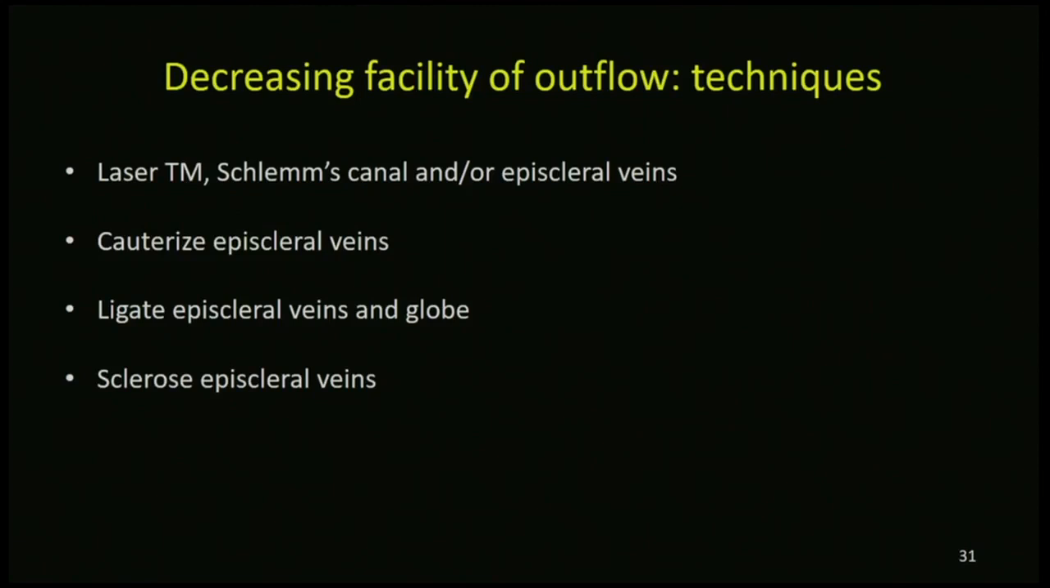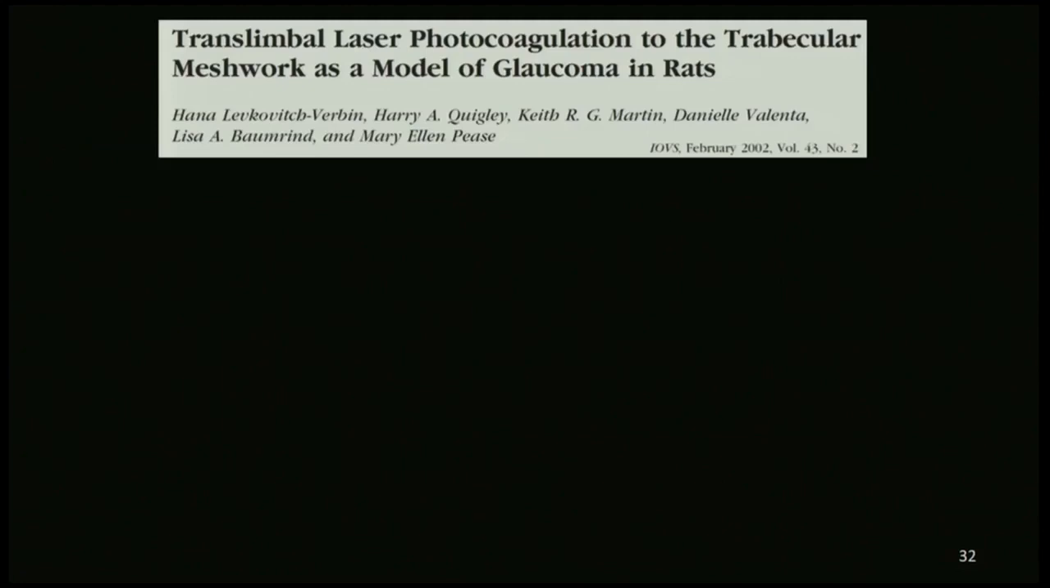So there's several ways to do this. You can laser the trabecular meshwork, the Schlemm's canal, and the episcleral veins. You can cauterize episcleral veins. You can ligate episcleral veins or the globe itself, and you can sclerose episcleral veins. So we'll go through these individually. So let's look at lasering either the TM, or Schlemm's canal, or episcleral veins.